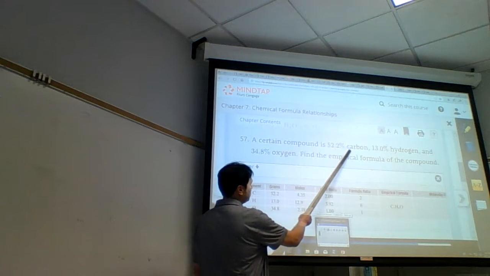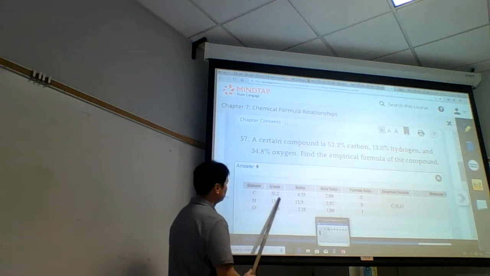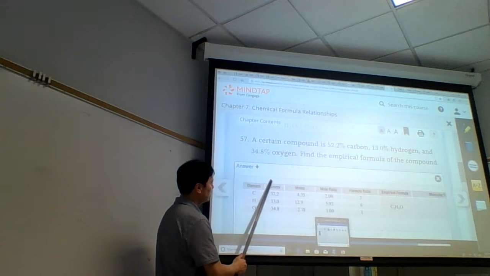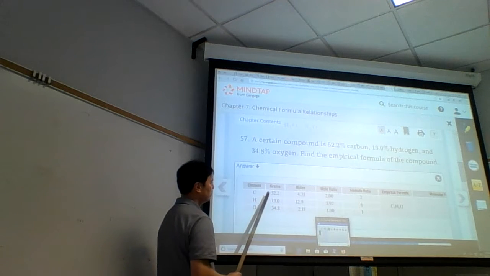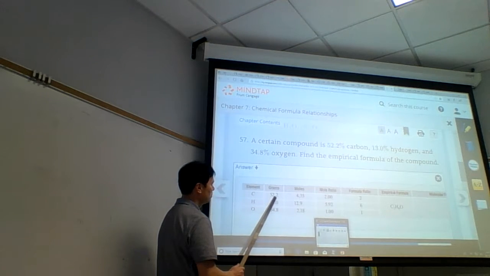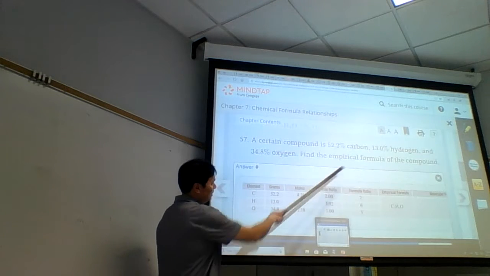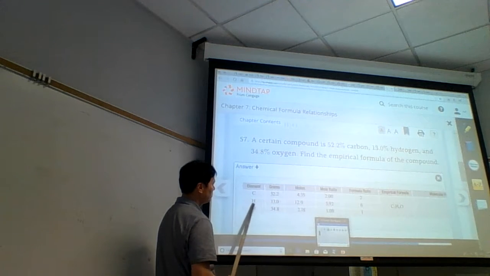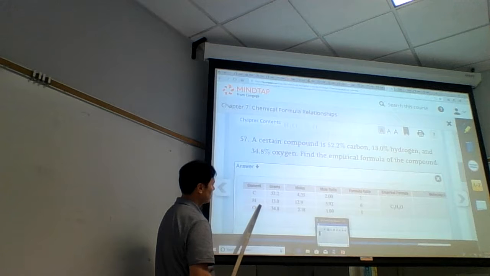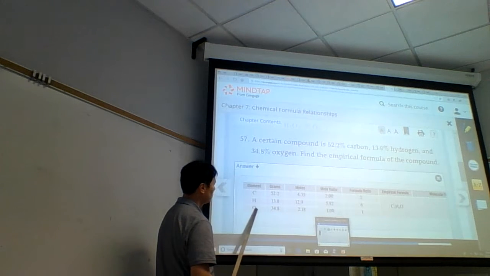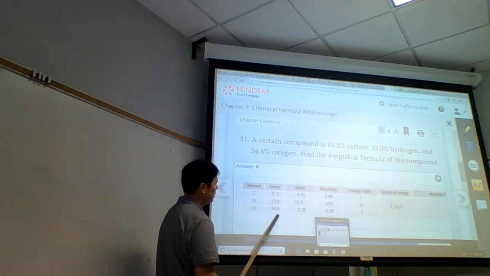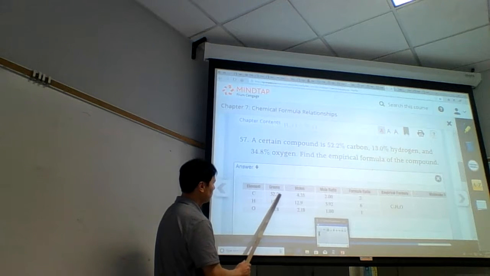It was 52.2% carbon. Here the first step is we assume a 100 gram sample. We have 100 grams and 52.2 out of 100 will be carbon, so this is 52.2 grams of carbon. 13.0% hydrogen translates to 13.0 grams of hydrogen. Oxygen is at 34.8%, 34.8 grams. And then we do gram to mole conversion.